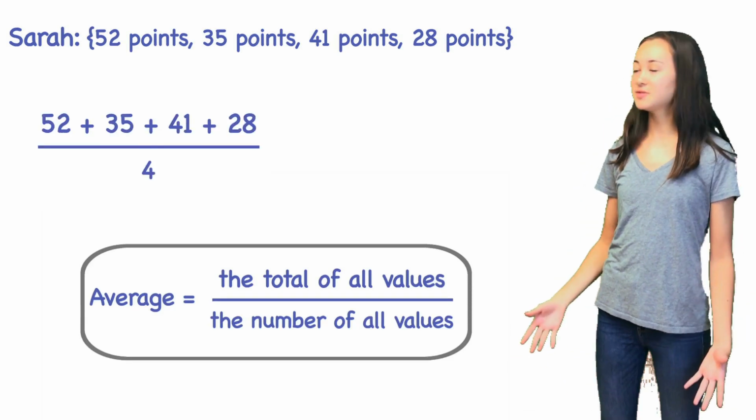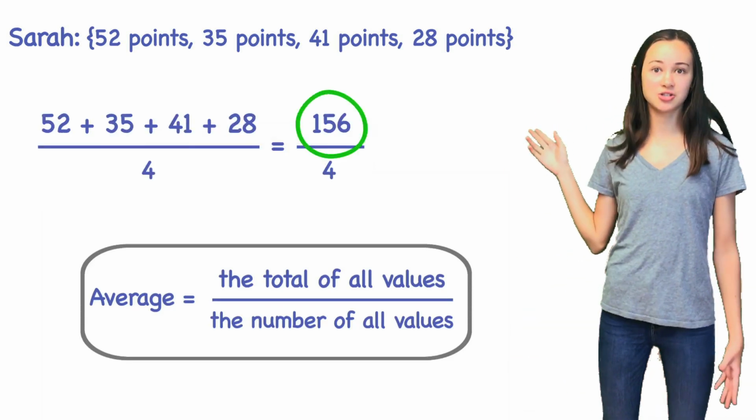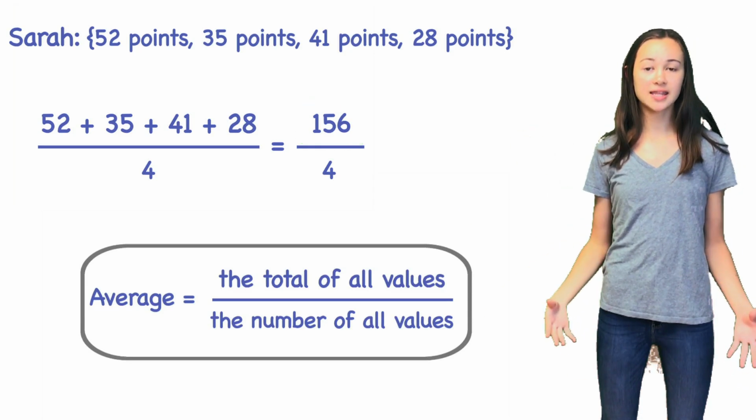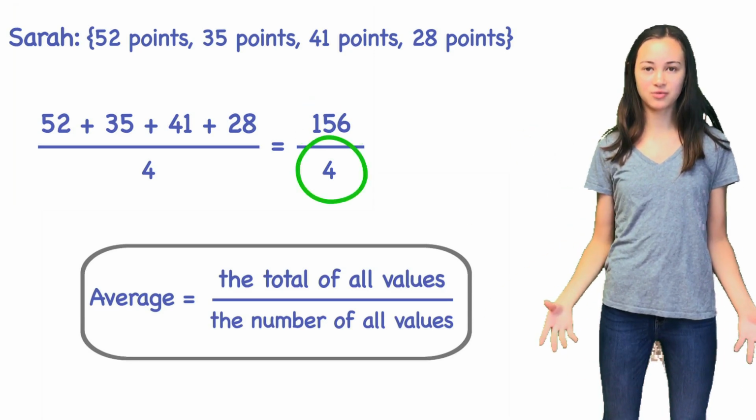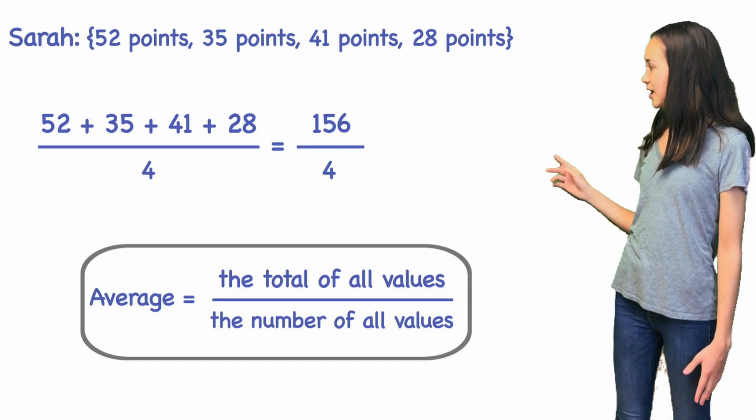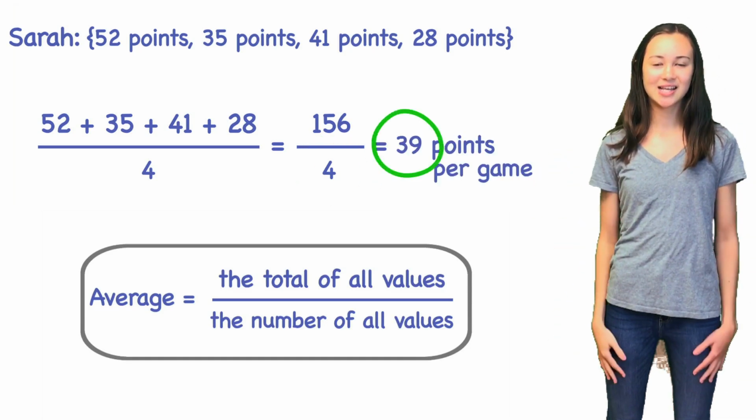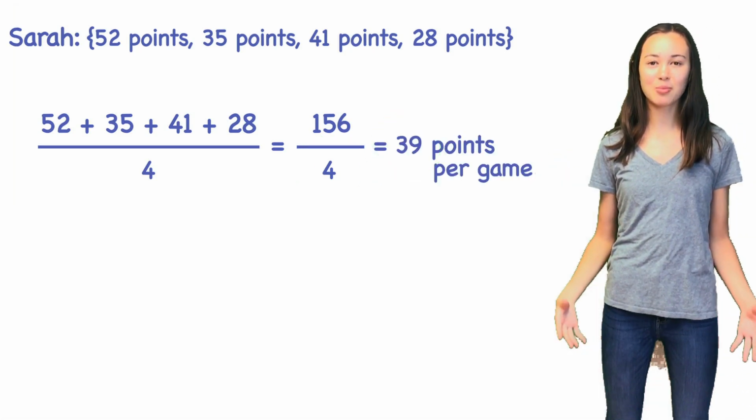So we add up all of Sarah's points, which equals 156, and then we divide that by the number of games she played, which is 4. So 156 divided by 4 is 39. So Sarah scored an average of 39 points this season.